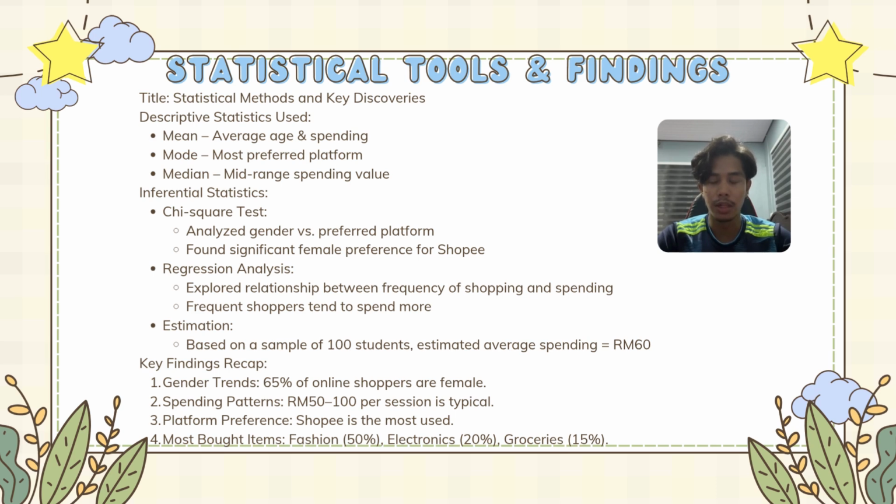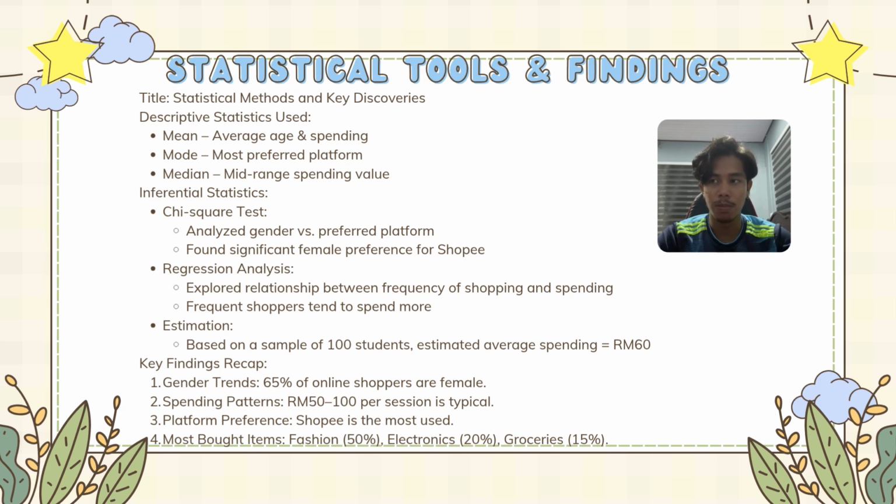Mode: most preferred platform. Median, mid-range spending value. Inferential statistic: chi-square test, analyze gender vs preferred platform. Found significant female preferred for Shopee. Regression analysis: explored relationship between frequency of shopping and spending. Frequent shopper tends to spend more.